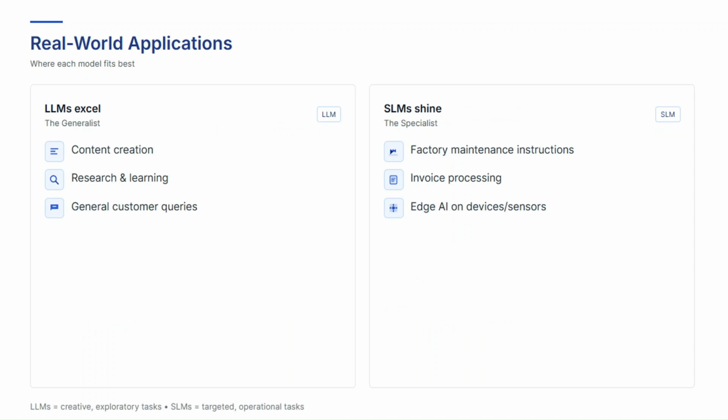Let's look at where each model performs best. LLMs are excellent for content creation, research and learning, and general customer conversations. SLMs shine in factory maintenance instructions, invoice processing, and edge AI running on devices or sensors. In simple terms, LLMs support thinking and explanation, SLMs support execution and operations.